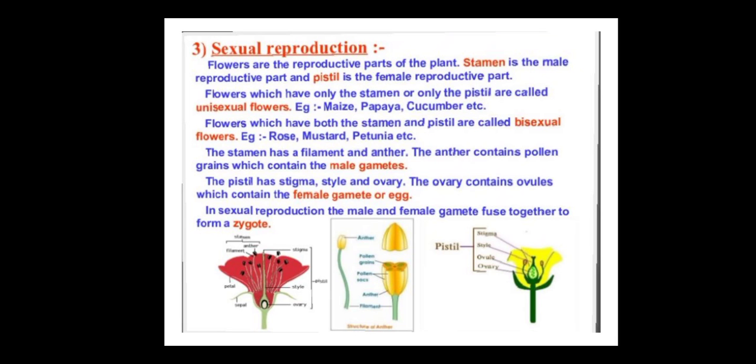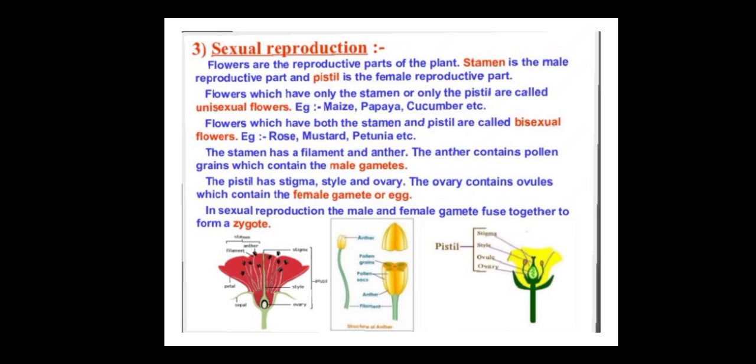Now, sexual reproduction. We learned about asexual reproduction. Now we are going to learn about sexual reproduction. Flowers are the reproductive parts of the plant. We already learned that. The stamen is the male reproductive part and the pistil is the female reproductive part. So, what are stamens and what are pistils?